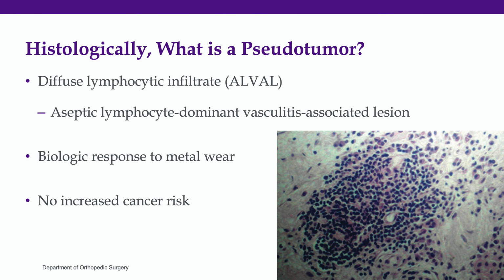So we've all heard about pseudotumors. What is a pseudotumor? Well, it's a diffuse lymphocytic infiltrate. It's been called ALVAL for aseptic lymphocyte dominant vasculitis associated lesion. It is, again, a biologic response to metal wear. It is not a tumor, and there is no increased cancer risk.